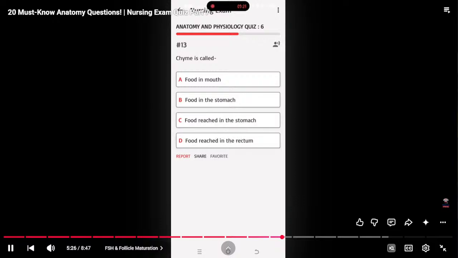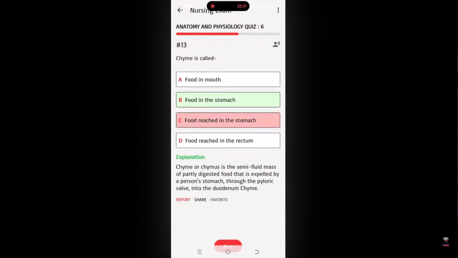in the stomach. D. Food reached in the rectum. Correct answer is B. Chyme or chymus is the semi-fluid mass of partly digested food that is expelled by a person's stomach, through the pyloric valve, into the duodenum.